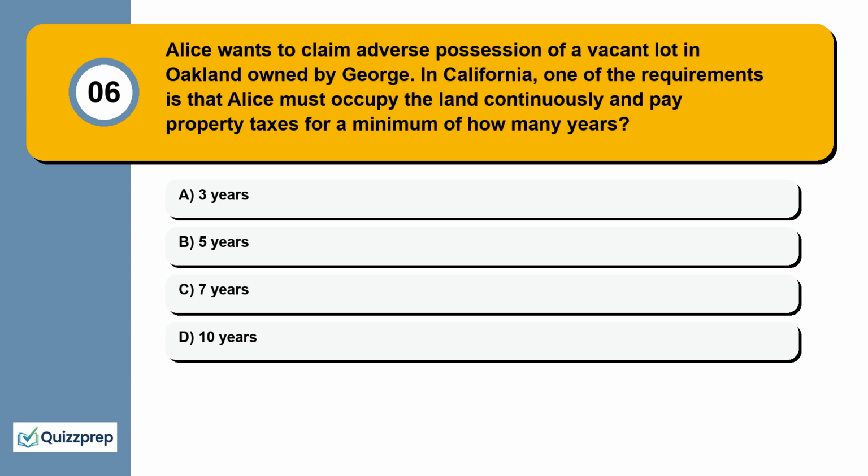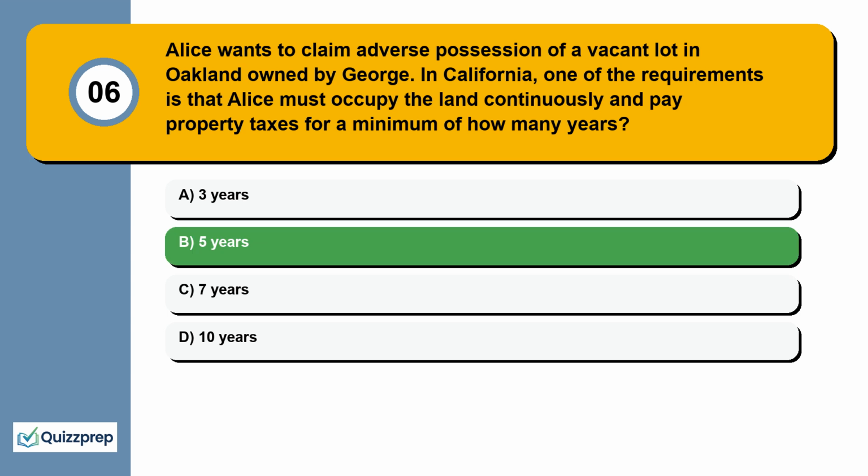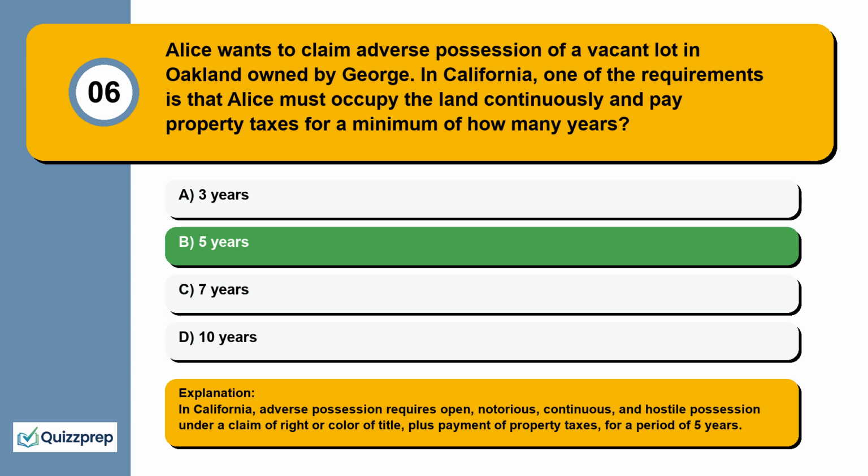Question 6. Alice wants to claim adverse possession of a vacant lot in Oakland owned by George. In California, one of the requirements is that Alice must occupy the land continuously and pay property taxes for a minimum of how many years? 3 years, 5 years, 7 years, 10 years. In California, adverse possession requires open, notorious, continuous, and hostile possession under a claim of right or color of title, plus payment of property taxes, for a period of 5 years.